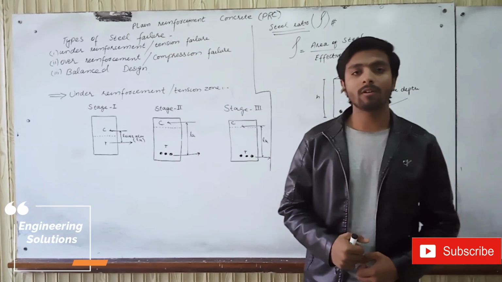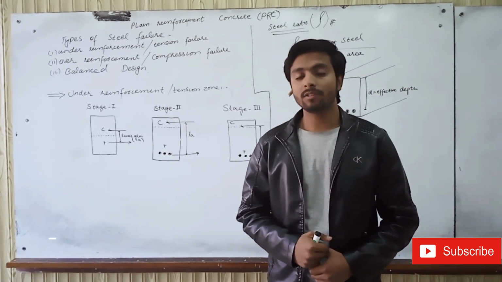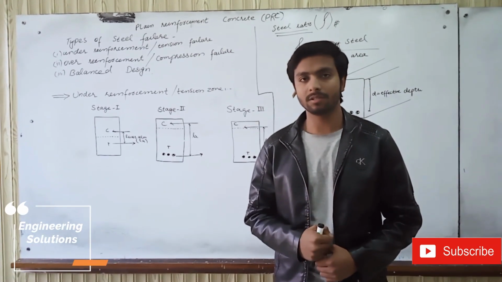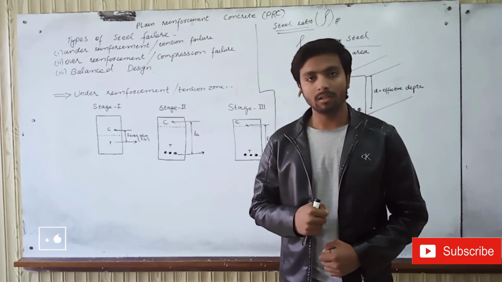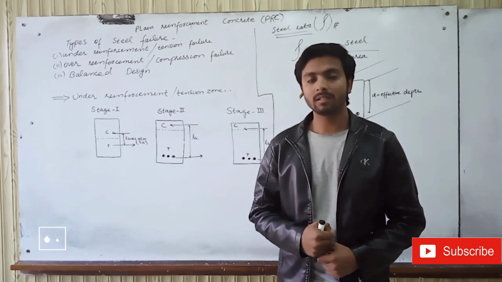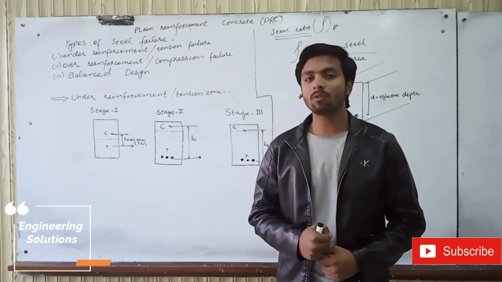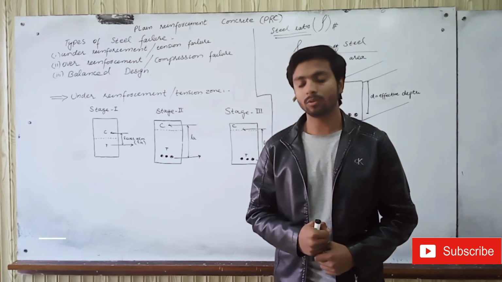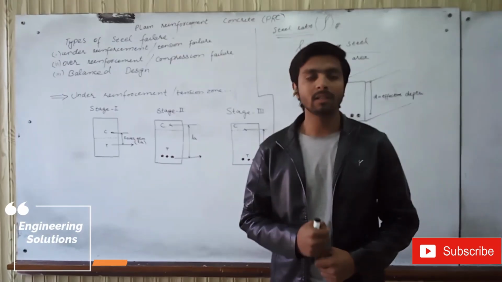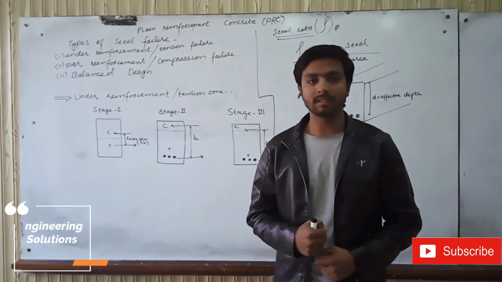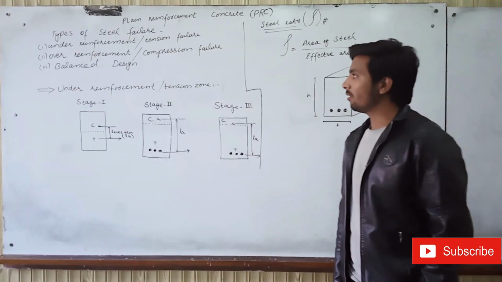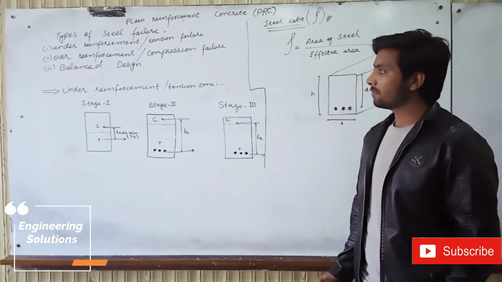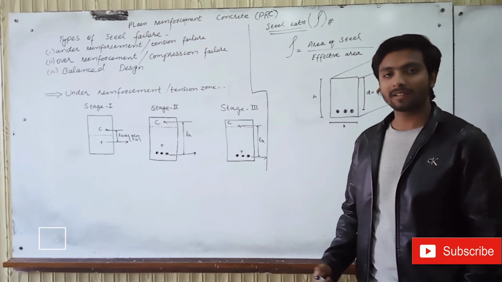When we do our RCC design, it is very important to calculate the proper amount of steel in our structure. If we provide a large amount of steel, then it is problematic. Same when we provide less amount of steel, it is also problematic. So it is very important to provide a proper amount of steel in our RCC structure. Today I will only discuss under reinforcement or tension failure. The other two types will be discussed in my next video.